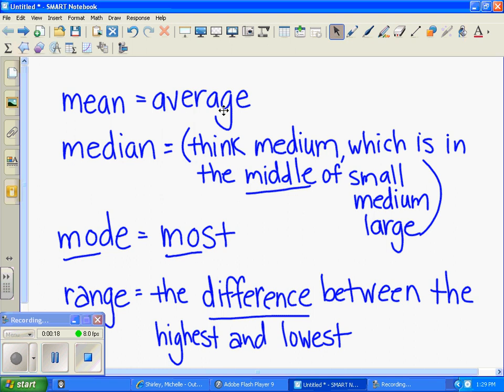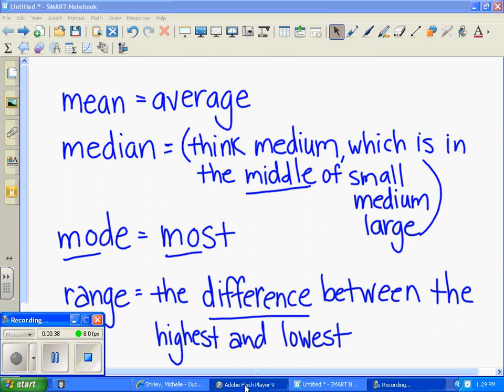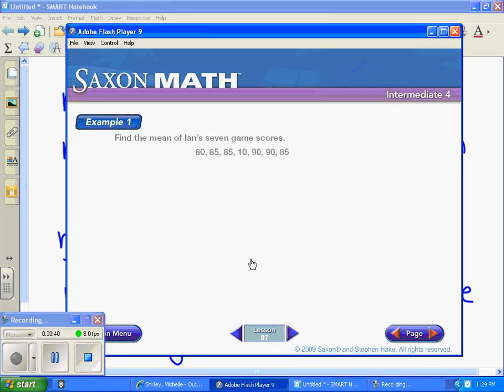Mean is average. For median, think medium, and that's between like small and large, right? It's in the middle, okay? For mode, think the one that occurs most often. Okay, and range, you'll have to do a math problem. You'll have to find the difference between the highest and lowest, so you'll be doing a subtraction problem when you find the range. Let's take a look at some examples.